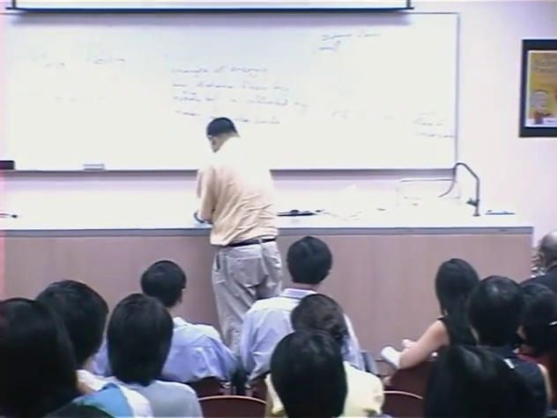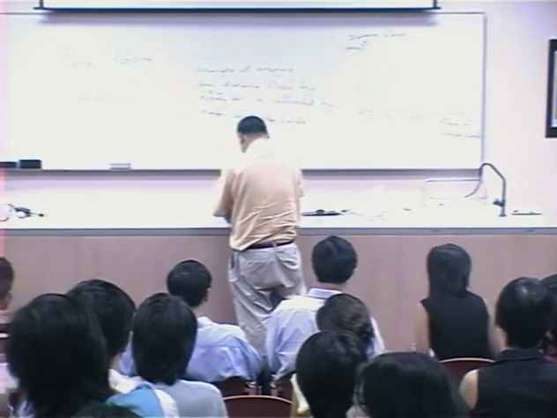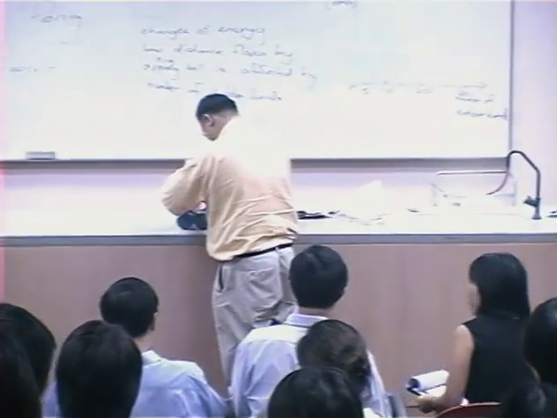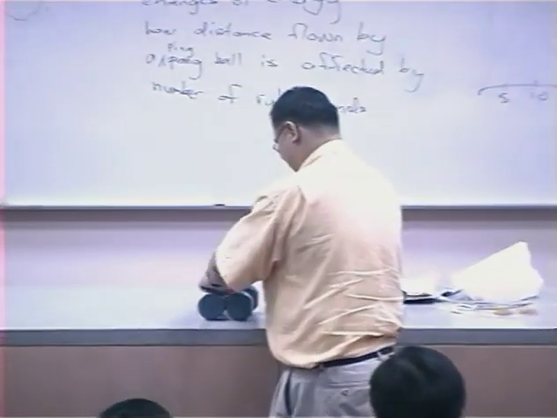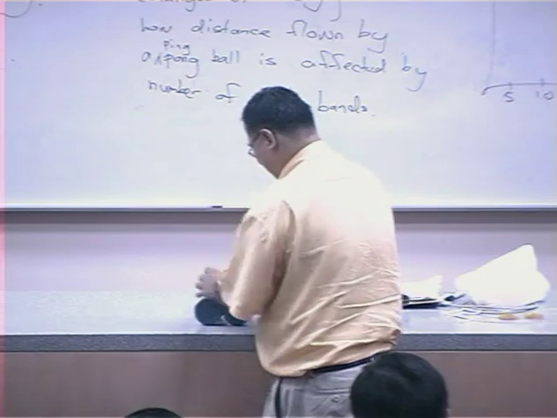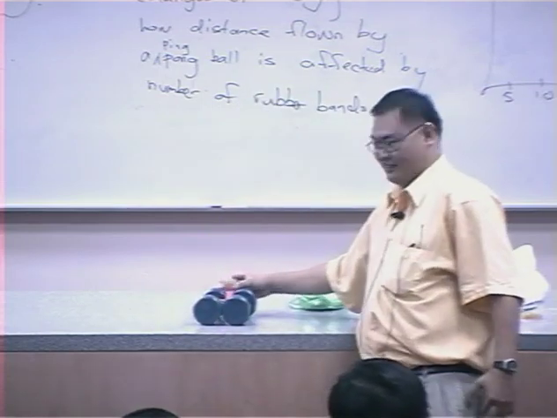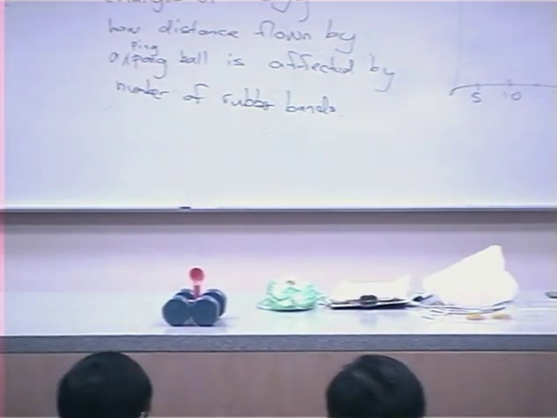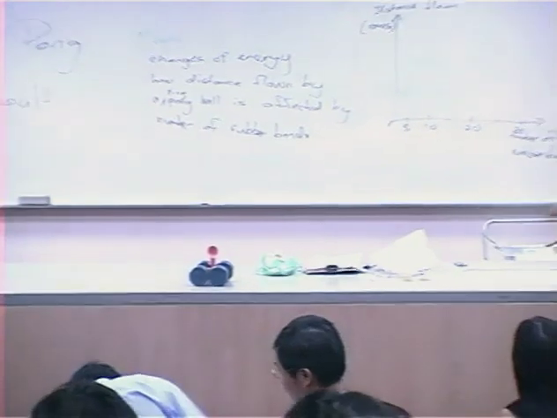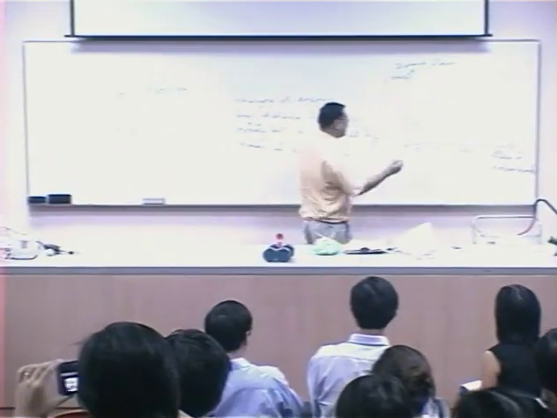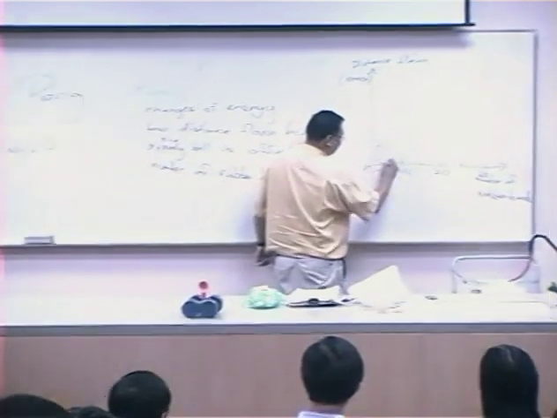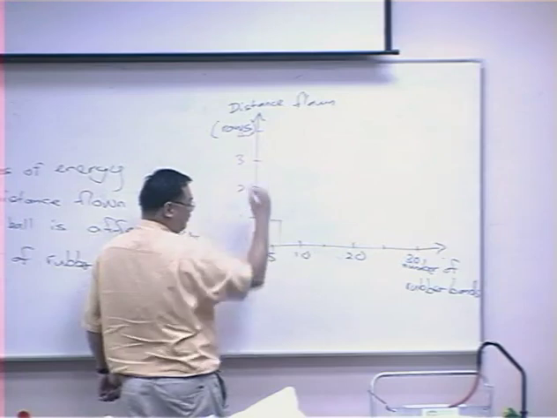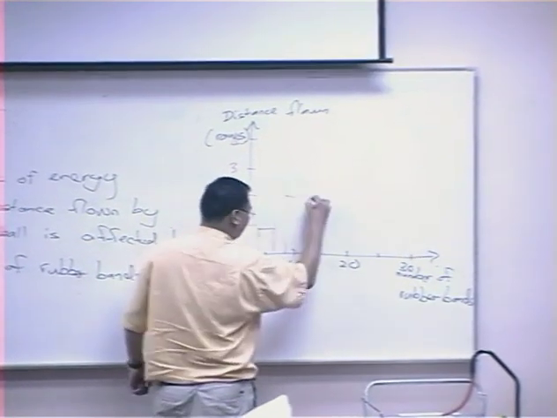I have to work fast. So a total of 10 rubber bands. Ready? Audience, that will be row 2. So let's put in some data. When I had 5 rubber bands, it went up to row 1. So this is 1, this will be 2, 3, 4. When we have 10 rubber bands, it went up to row 2.